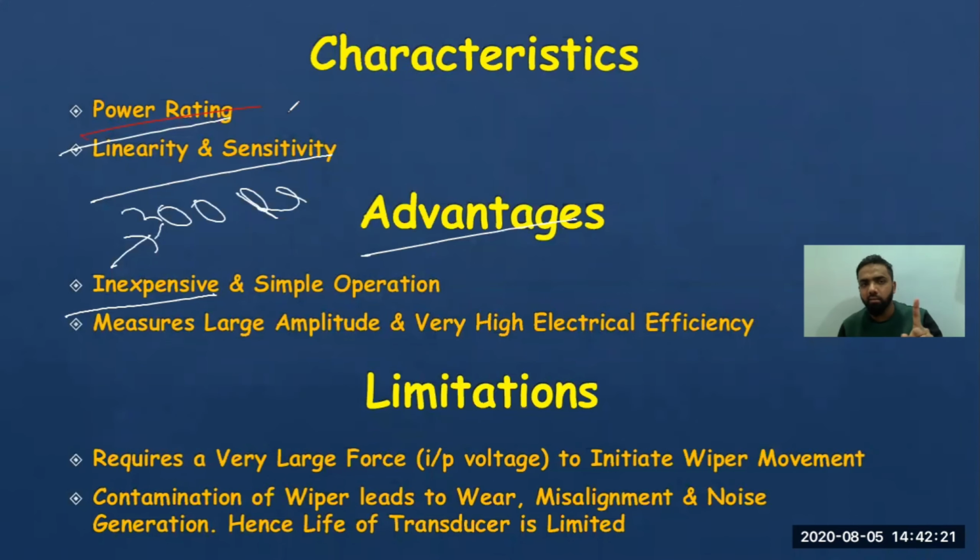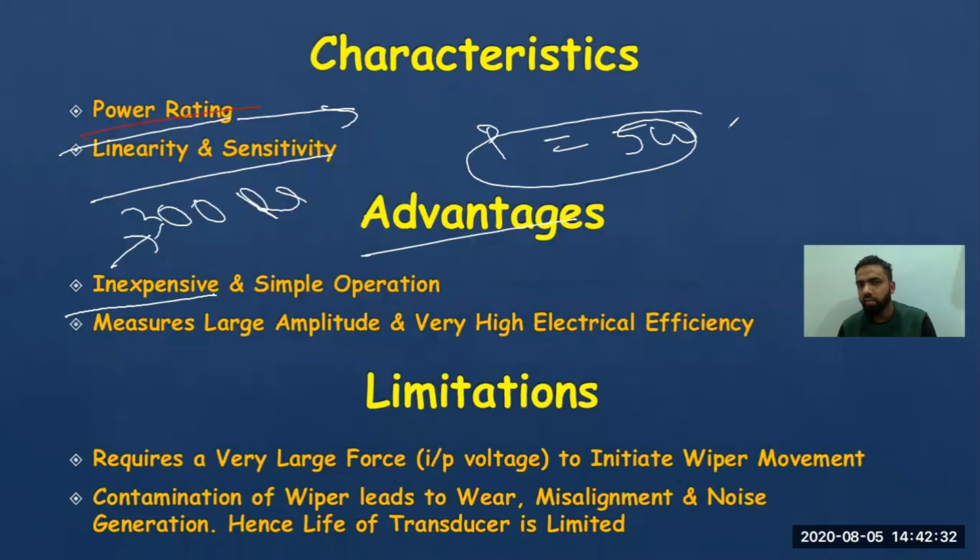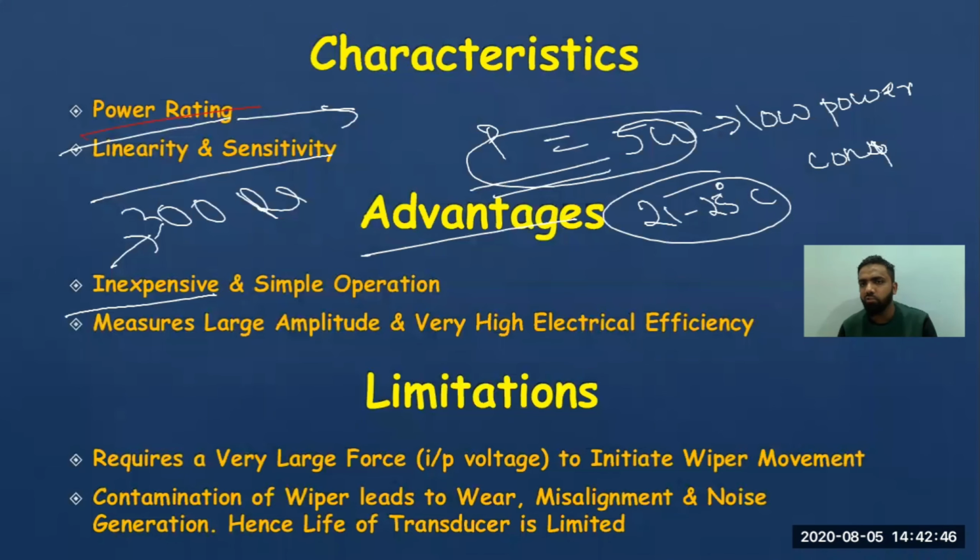One thing I forgot to explain to you, power rating. The power is expected to be 5 watt, so it is operating at low power, it is having low power consumption. Remember this thing. At room temperature, meaning 21 to 25 or 30 degrees Celsius, the power rating expected from this instrument is 5 watt, with low power consumption. Then it is inexpensive.